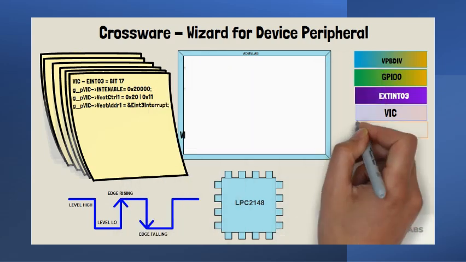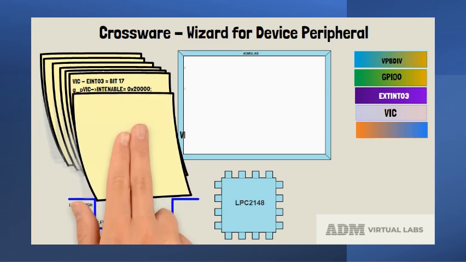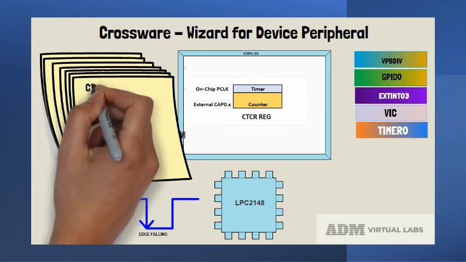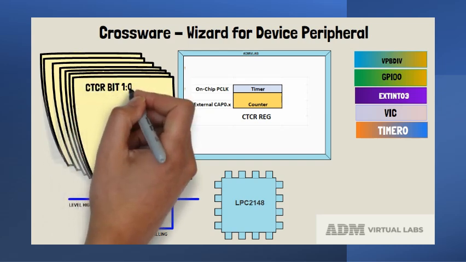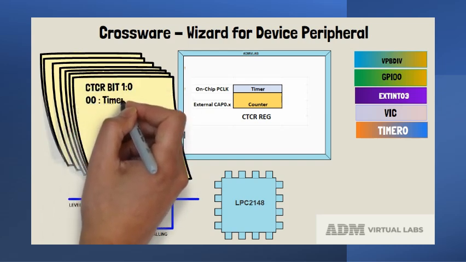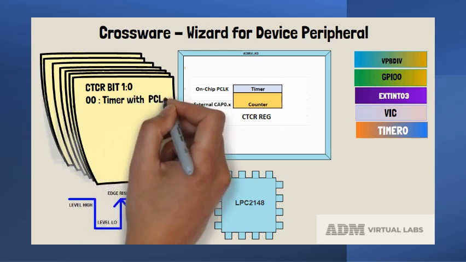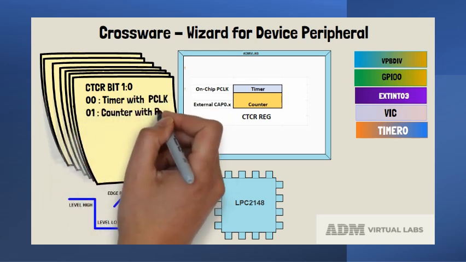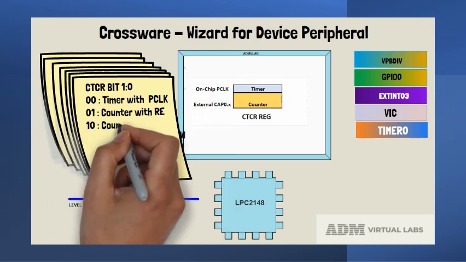The next important hardware block will be the timer and counter module. If this hardware block is configured to count peripheral clock pulses, it is called a timer. When this block counts pulses on an external input pin, it's called a counter. The first step is to configure the block as a timer or a counter. The count control register is used to select between timer and counter.